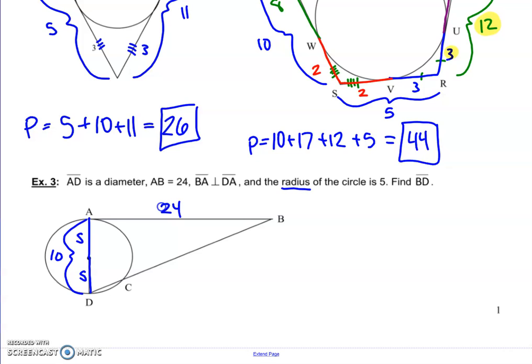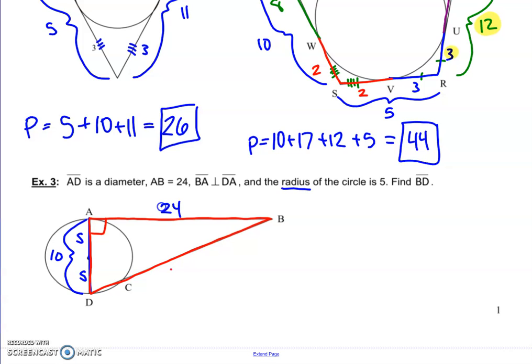Then it says find BD. So we've used this application a few times throughout the unit. You're like, well, it's got a little to do with the circle, but we're really mainly concerned with this triangle here. The one thing it has to do with the circle is that AD is a diameter and BA is perpendicular to DA. That's a right angle because it's a tangent and a diameter.